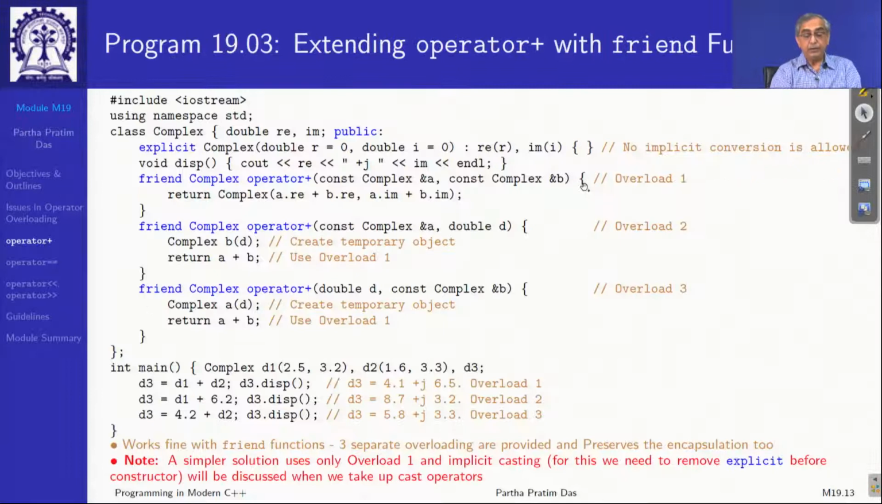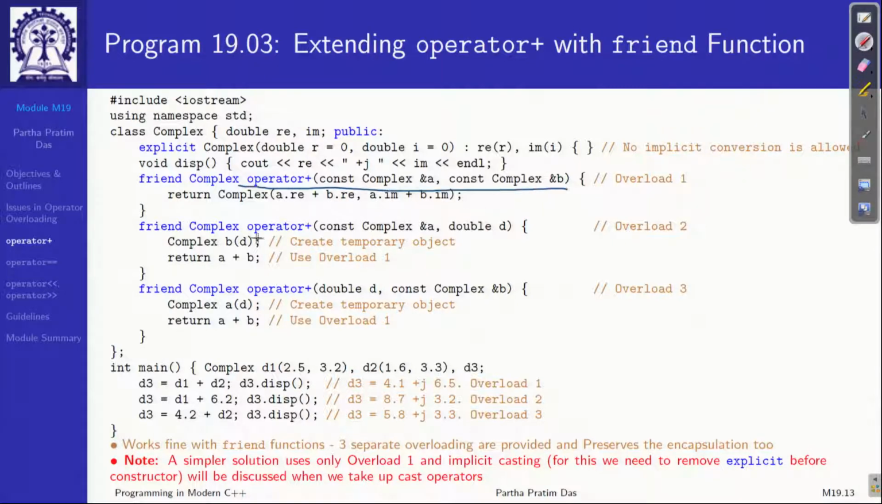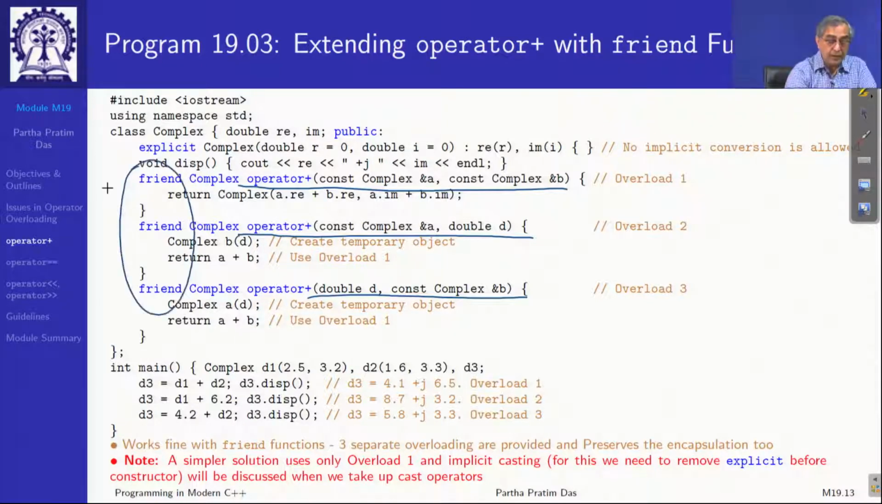So, let us try to do that for operator plus. Now we again have three overloads: complex complex, complex double, double complex. Instead of global, they are all friend functions. The encapsulation is perfectly maintained and all three become correct. Right?